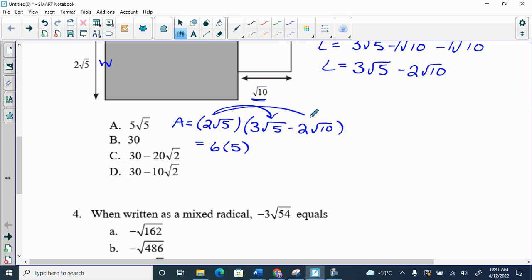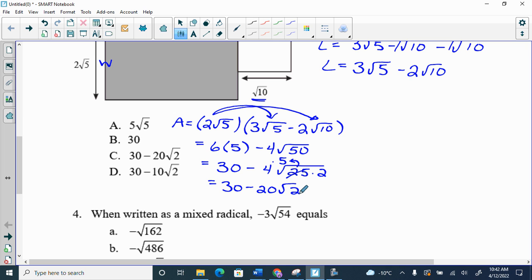And then 2 root 5 times negative 2 root 10 is negative 4 root 50. And root 50 I can reduce. So I get 30 minus 4 root 50, which is 25 times 2. Take the 25 out, it becomes a 5. So I get 30 minus 20 root 2, which is C.